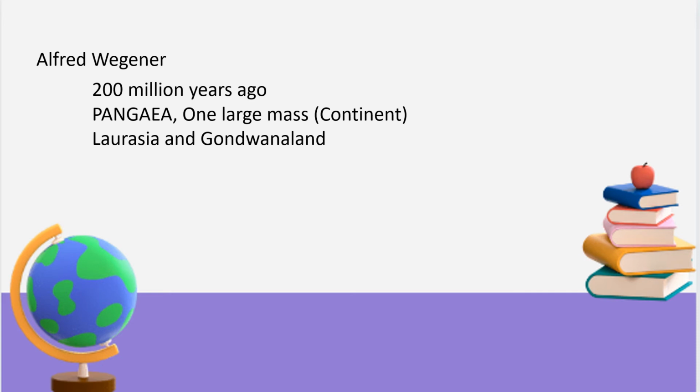When we were in elementary, naririnig natin Pangaea. So it is pronounced as Pangea, spelled as Pangaea. Pangea is a Greek word which means all earth. This Pangea started to break into two smaller supercontinents, and this is what we call Laurasia and Gondwana or Gondwanaland, wherein Laurasia is the northern continent and Gondwana or Gondwanaland is the southern continent.